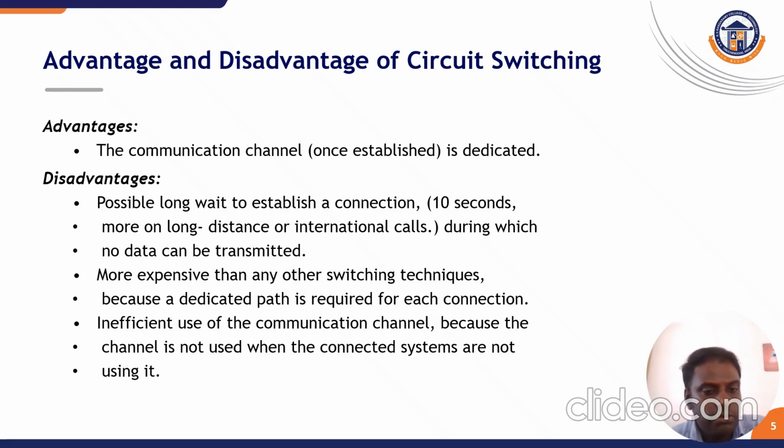But what are the disadvantages? Compared to the advantages, it has more disadvantages, like a possibly long wait to establish a connection. We have to make a dedicated connection between the sender and receiver, and it may take its own time. No data can be transmitted during that time. It is more expensive than other switching techniques, because a dedicated path is required for each connection. It is also inefficient in its use of the communication channel, because the channel is not used when the connected systems are not using it. Once the connection is established, other systems cannot use that particular dedicated path. So this is also one of the major disadvantages of circuit switching.